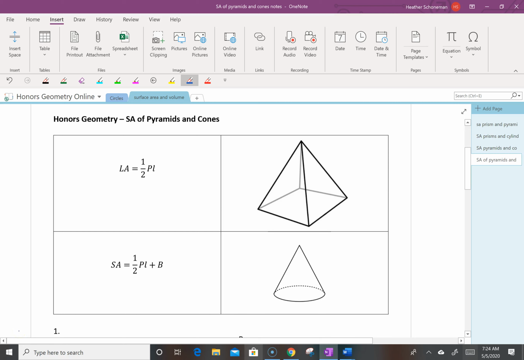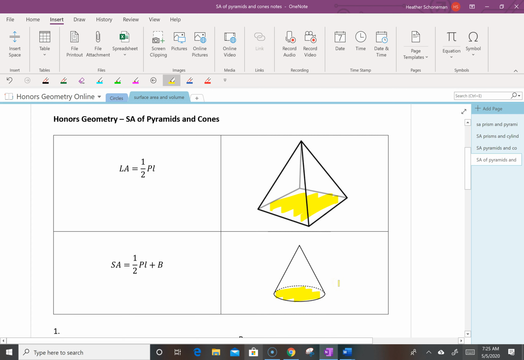Okay, today we're going to talk about surface area of pyramids and cones. So we're continuing with surface area. We just have new shapes. And the reason we put these shapes together is because they only have one base. So this pyramid has the one square base. This cone has the one circular base.